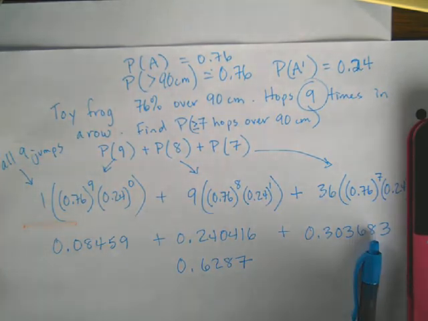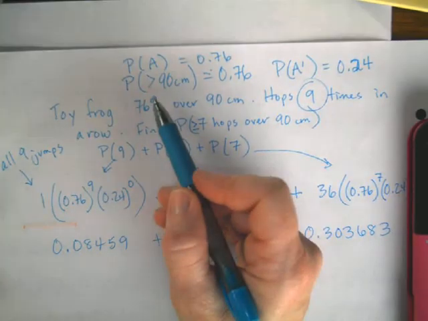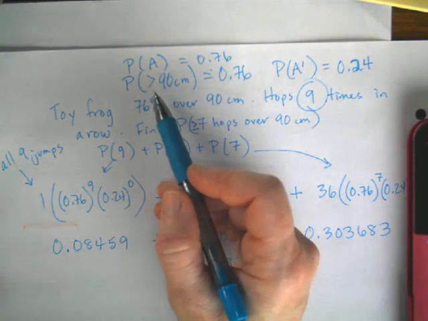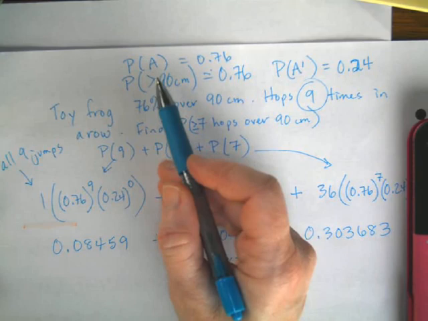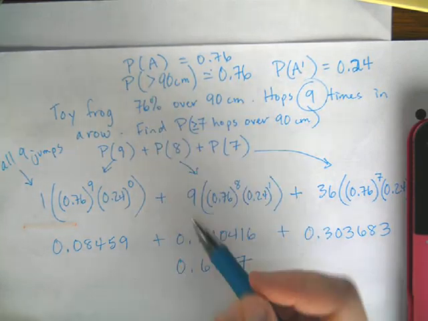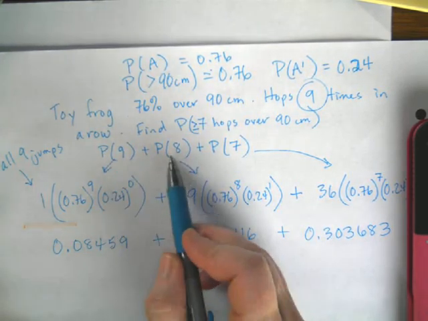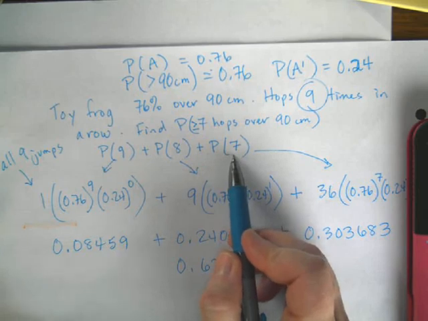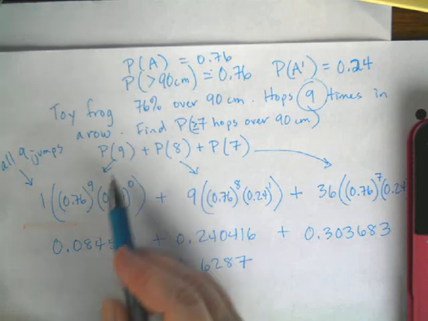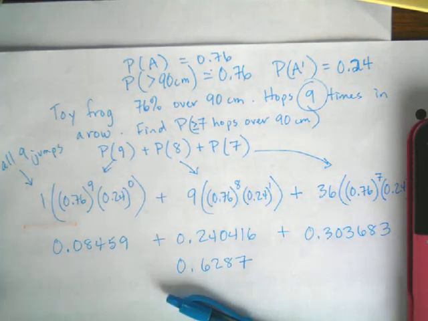Okay, so when it says at least, or more than, or greater than, any of those things that imply an inequality, remember, this is discrete information. So you can find the probability of each of those discrete numbers that satisfies your inequality, and then just add those answers together. Okay, hope that helps.